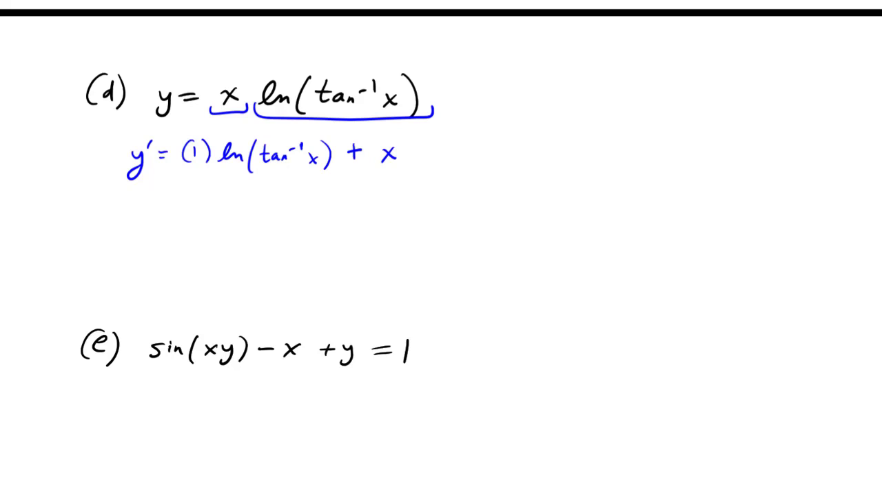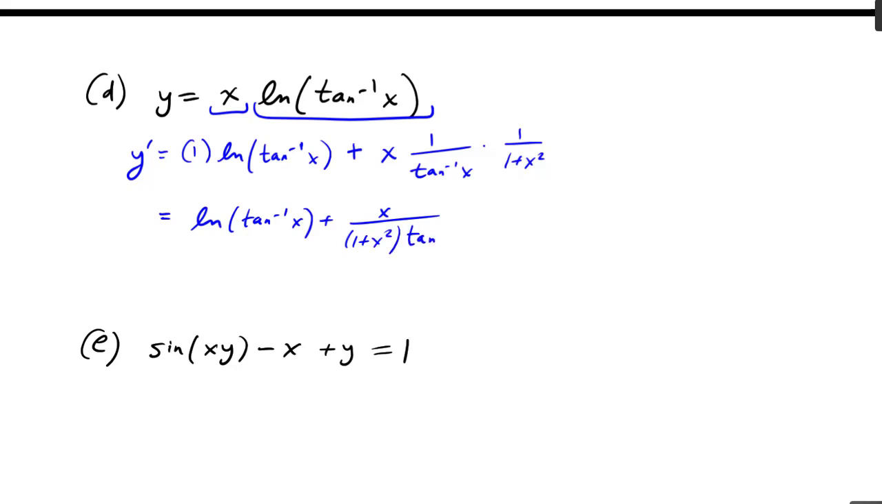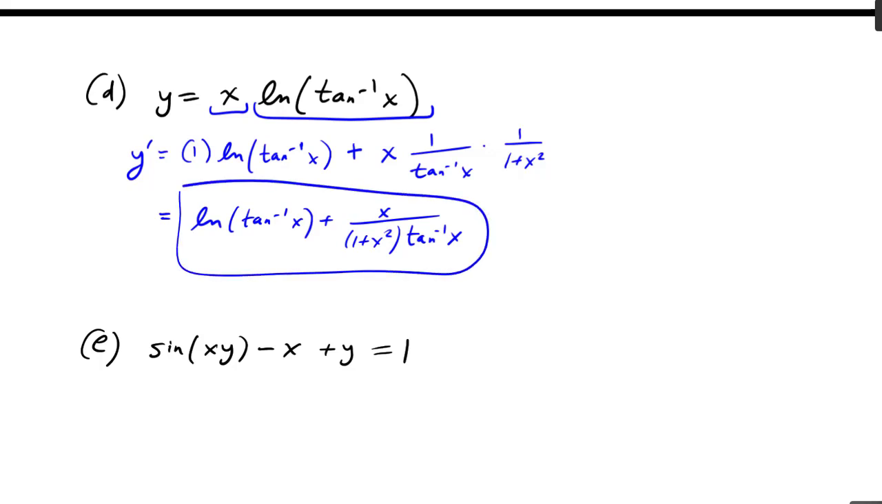Okay, that's a chain. Ln of inverse tan of x. So that's 1 over inverse tan of x times the derivative of inverse tan x, which is 1 over 1 plus x squared. Okay, so doesn't look like there's a lot I can do here. Ln inverse tan of x plus x over 1 plus x squared times inverse tan of x. That's as good as that's going to be.